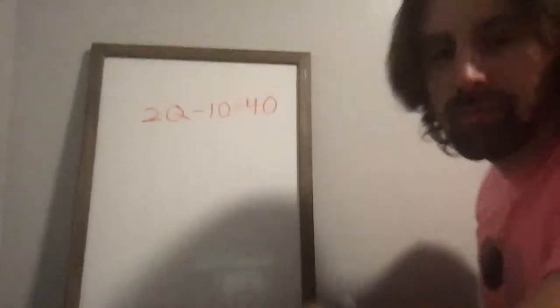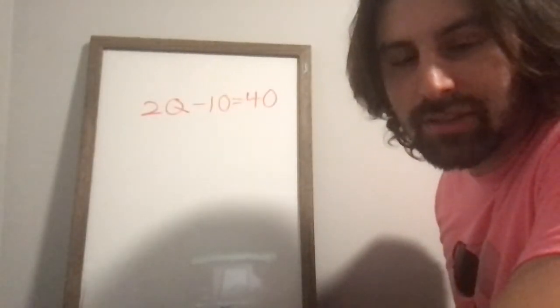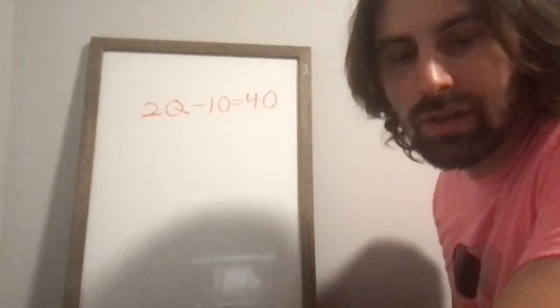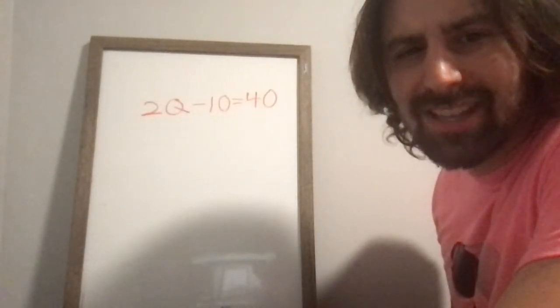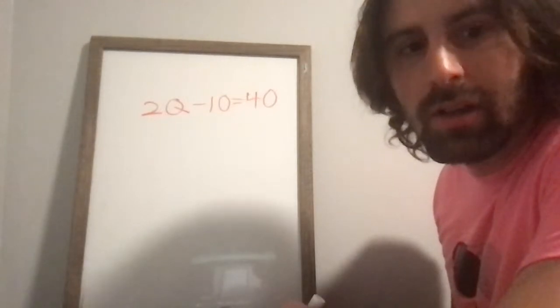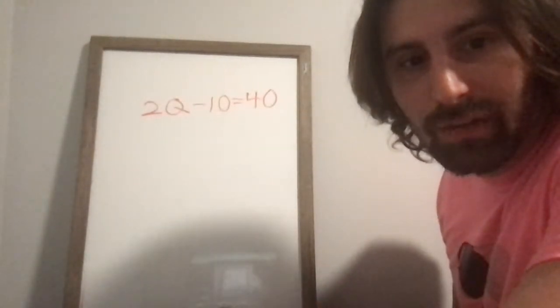So step 1, we got to get the 10 on the other side of the equal sign. We got to get 2q. Did I just say 2q? That's 2q. We got to get 2q by itself.